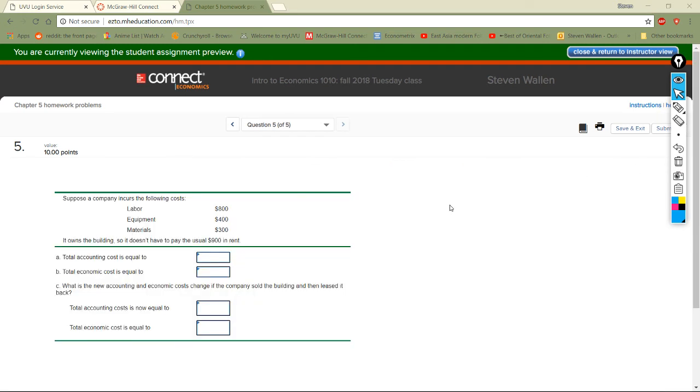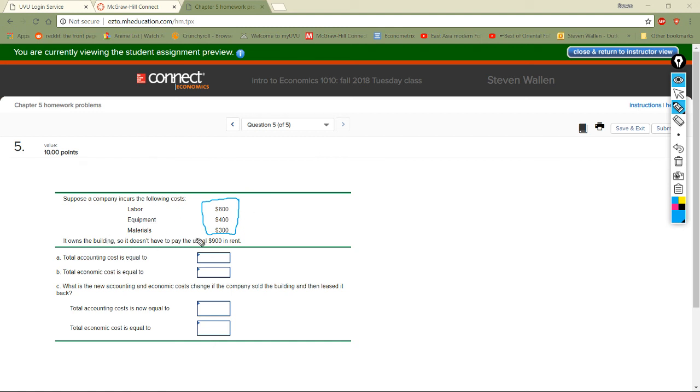Almost through. All right. Suppose a company incurs the following: labor, equipment, materials. It owns the building, so it doesn't have to pay the usual $900 in rent. So let's go ahead and classify what type of things we got here. These are all accounting costs. These will all show up on the books. You have to pay out labor, it's going to show up on the books. You have to pay out equipment every month, that's going to show up on the books. Materials you have to pay out every month. You're literally having to write a check or exchange money for these every month.